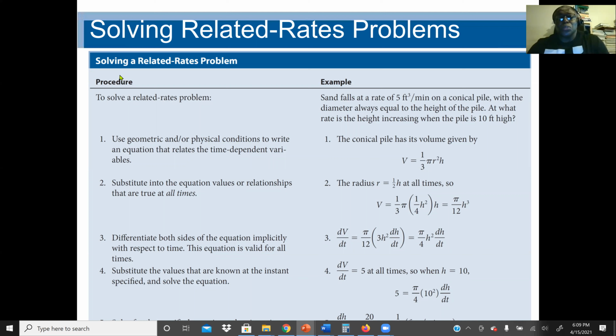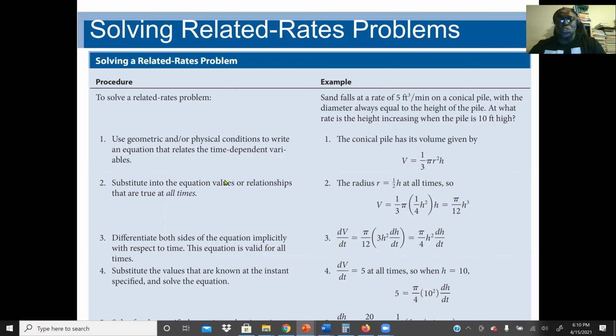Now, this is the procedure to follow to solve a related rate problem. A question is given. You can see in this question, we don't have a model. They say sand falls at a rate of 5 feet cubed per minute on a conical pile with the diameter always equal to the height of the pile. At what rate is the height increasing when the pile is 10 feet high? So that's the question. They didn't give us the model.